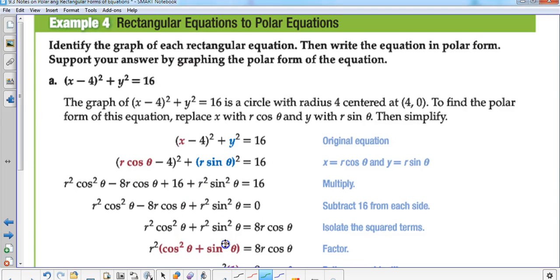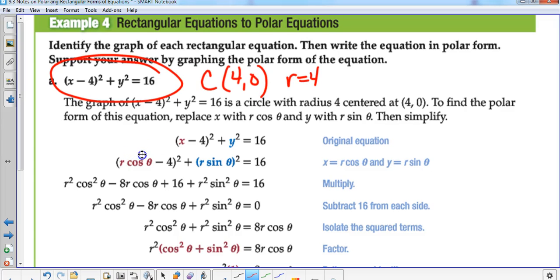All right. Now I'm going to go through some stuff. You can put down your pencil and just watch for a second. We are going to change rectangular to polar. What can you tell me about this graph right there? It is a circle. The radius is 4 and the center is at 4, 0. Okay.